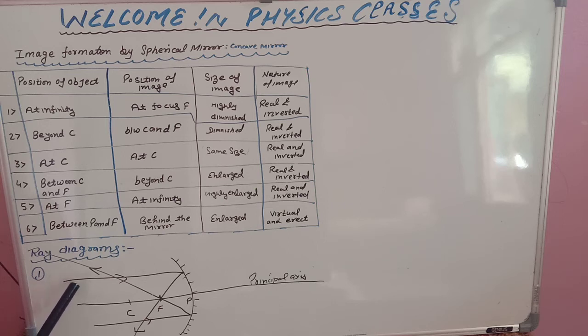Now you can't see anything. That means ray is coming from infinity. Ray is coming from infinity, strikes and is coming back. Where both rays meet, the image is formed, and image is forming at focus.